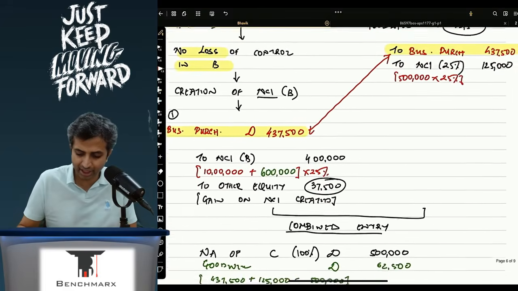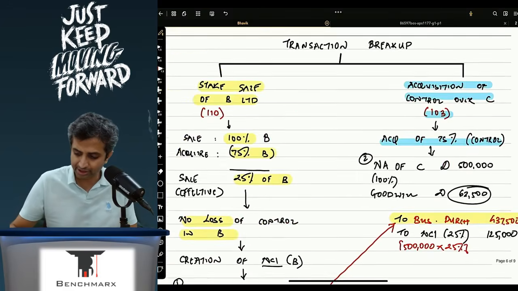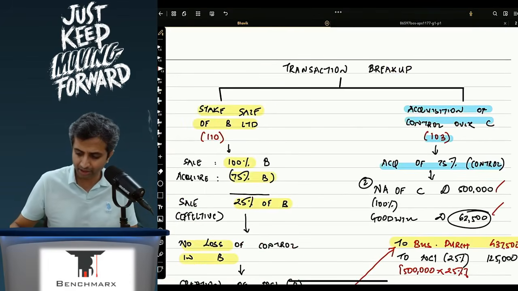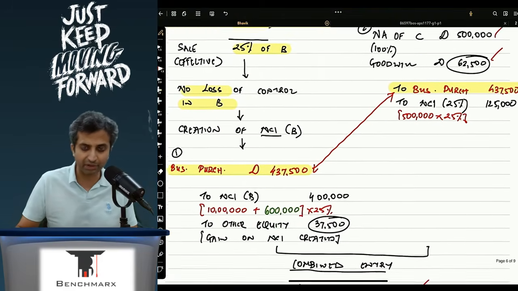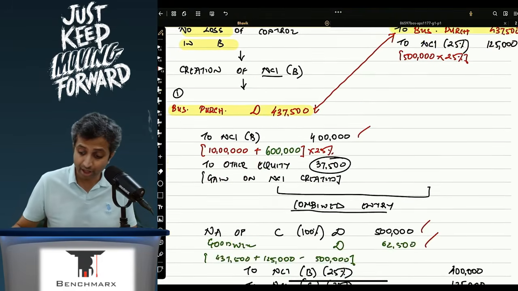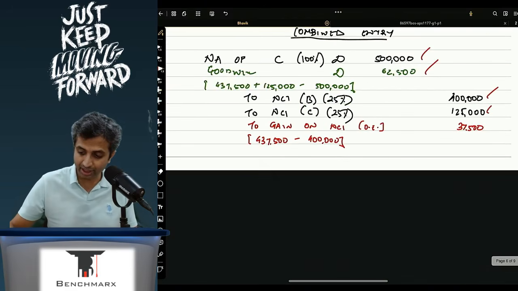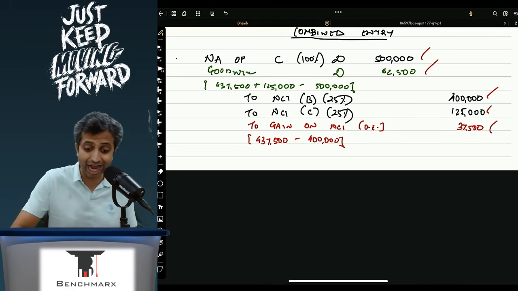So what is debited? Net assets of Z, debited by 5 lakhs. What is debited? Goodwill 62,500. Perfect. Here there is no debit, 437,500 is cancelled. What is created? NCI of B 4 lakhs is created. NCI of C 1,25,000 is created, and 37,500. This is what ICAI has done.